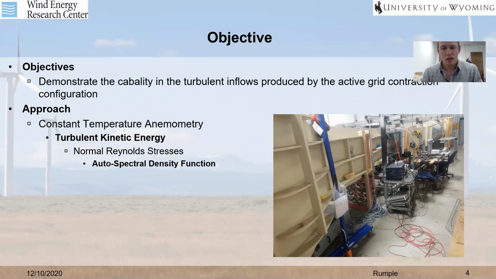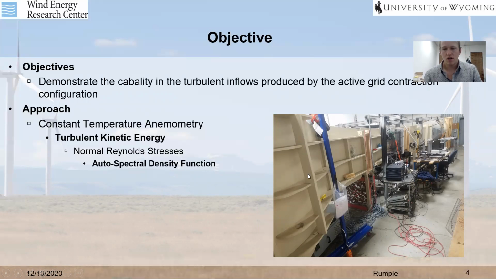So I'm going to, in this talk, demonstrate the capability in turbulent inflows produced by the active grid contraction configuration, specifically for non-symmetric contraction. And the approach to do that is I'm going to measure the flow with constant temperature anemometry. I'm going to use that to assess the turbulent kinetic energy throughout the test contraction. I'm going to dissect that, and look at the normal Reynolds stresses, and then dissect those further by looking at the frequencies that contribute to them through the autospectral density function.